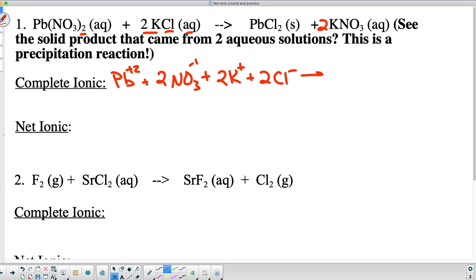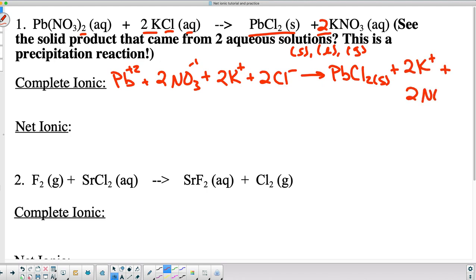Okay, so then the other side here, notice that my PbCl2 is a solid. This does not change. So if I have a solid, a liquid, or a gas, I do not break it down into ions. I keep it the same. And then I have my plus, and then notice I put the 2 in front for the KNO3, which means I have 2 K's and I have 2 NO3's, like that.